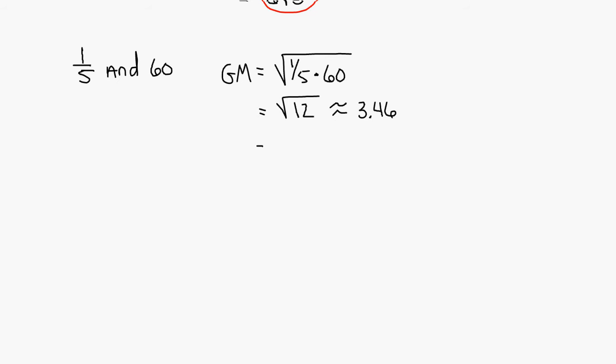The square root of 12 is also equal to the square root of 4 times the square root of 3, which simplifies to 2 radical 3. These are both the geometric mean between 1/5 and 60. Those two are the same as each other. Questions?